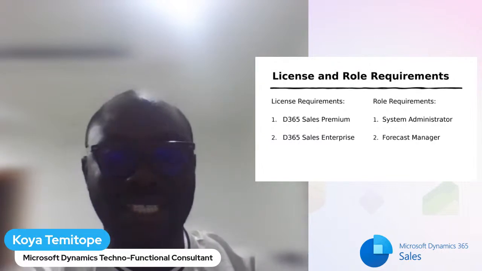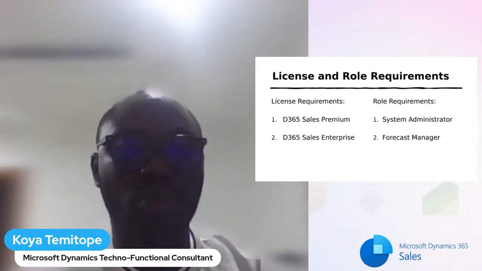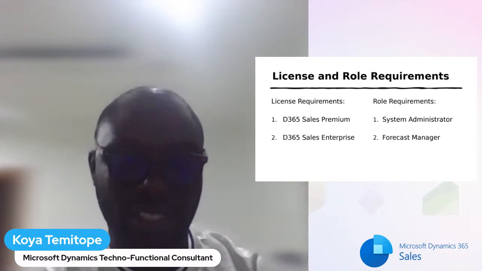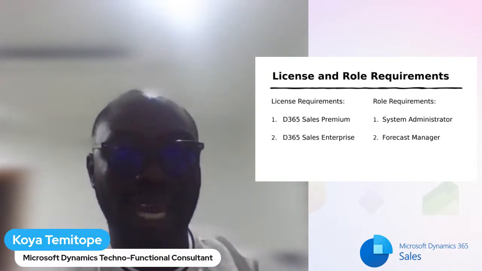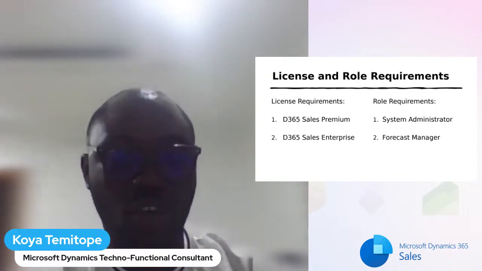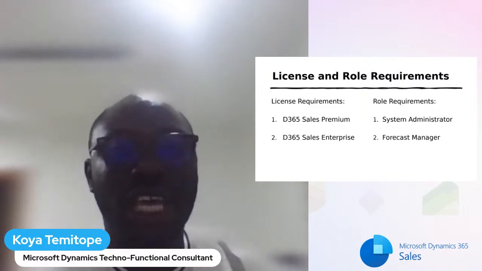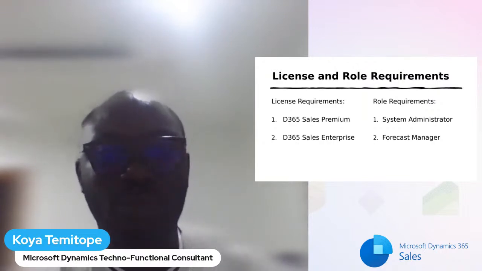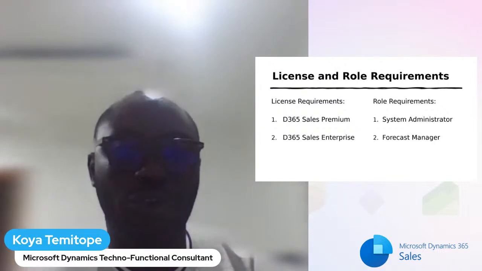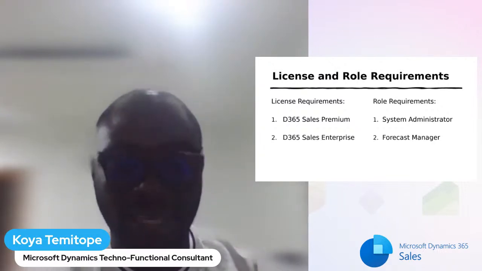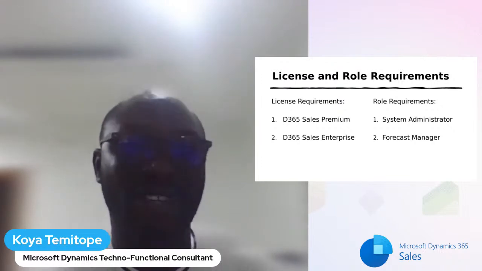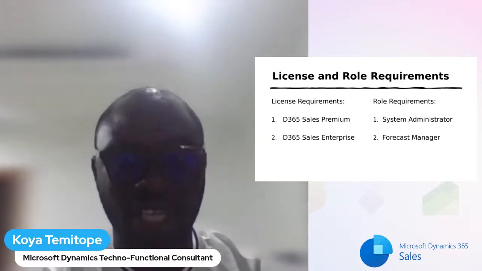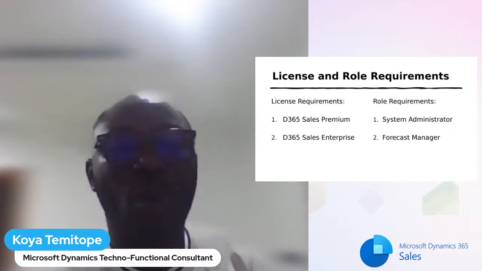Talking about licensing and role, you want to know what the requirements are to be able to deliver forecast in a business using Dynamics 365 for Sales. From a licensing standpoint, you need a Dynamics 365 for Sales Premium license or a Dynamics 365 for Sales Enterprise license. From a role standpoint, you're going to assign either a forecast manager role or a system administrator role. When you assign these roles to your users, they can leverage the system because the system is role centric.